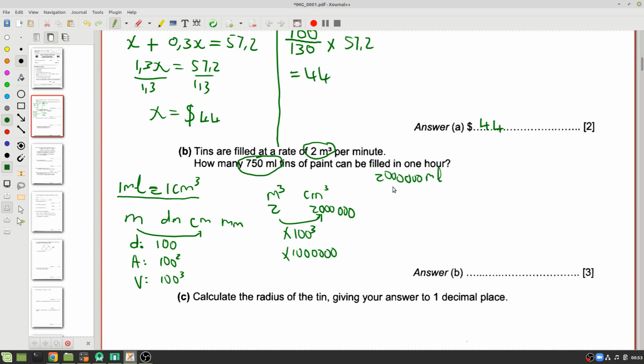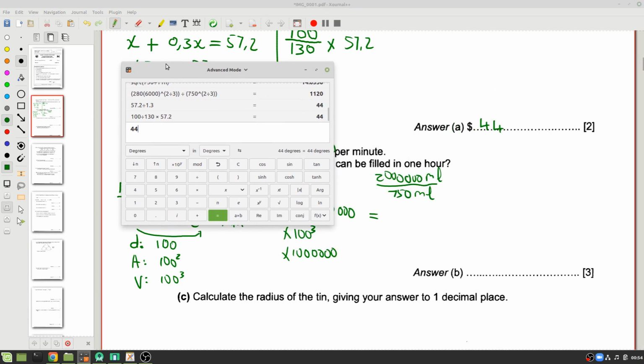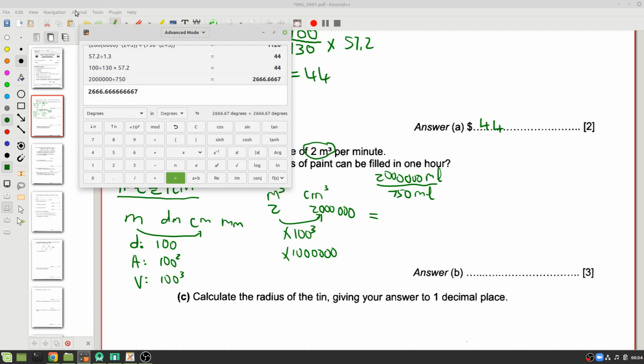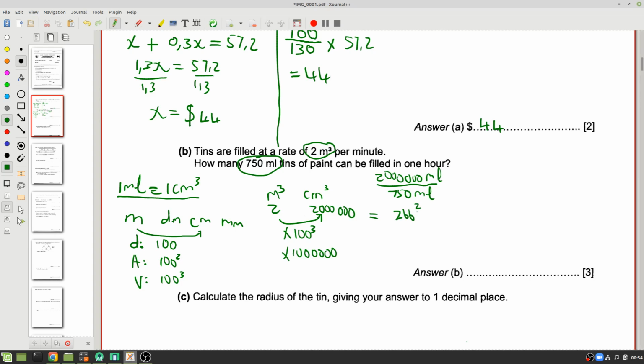So we have 2,000,000 milliliters, and we want to divide that by 750 milliliters to find out how many tins can be filled in 1 minute. Let's see what the calculator gives us. 2,000,000 divided by 750 gives us 266 and 2/3. So that's how many tins per minute.